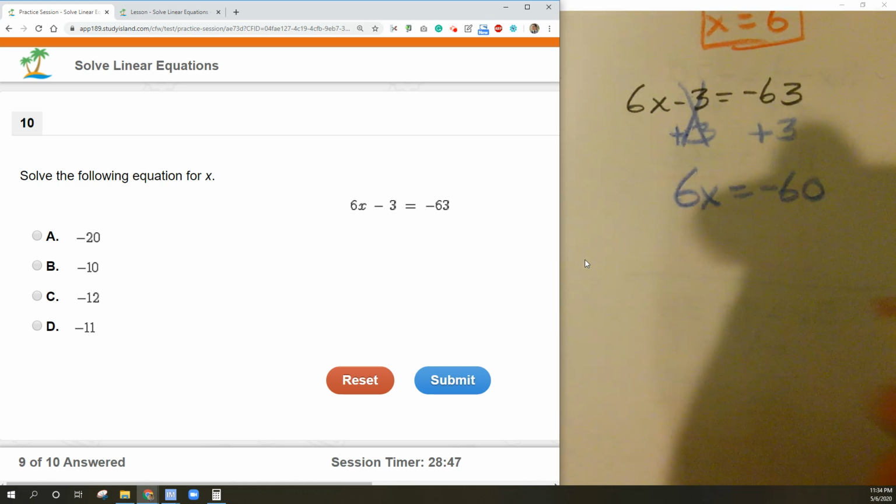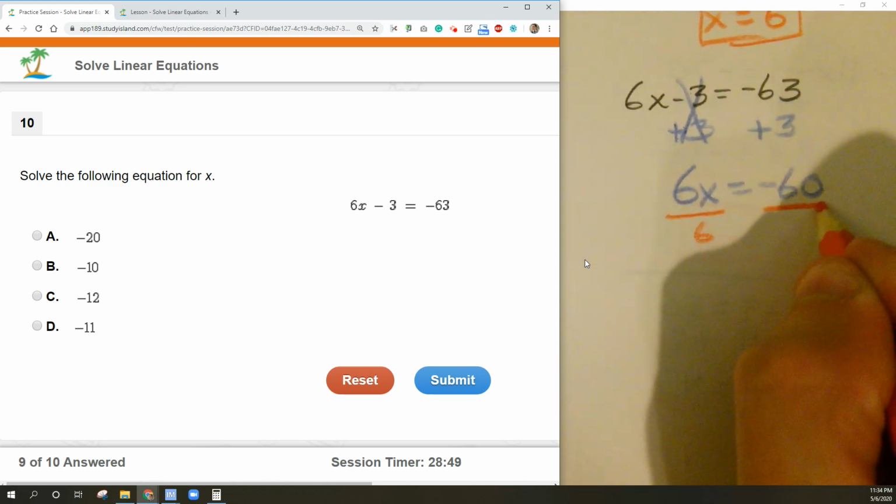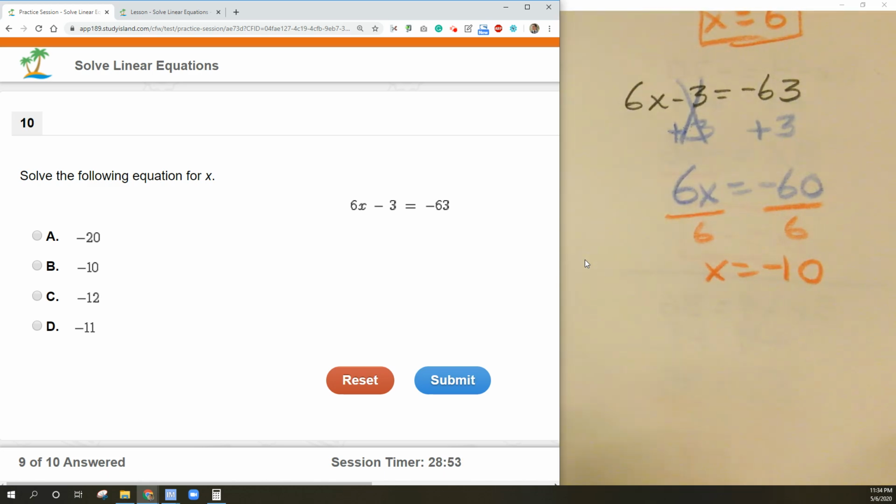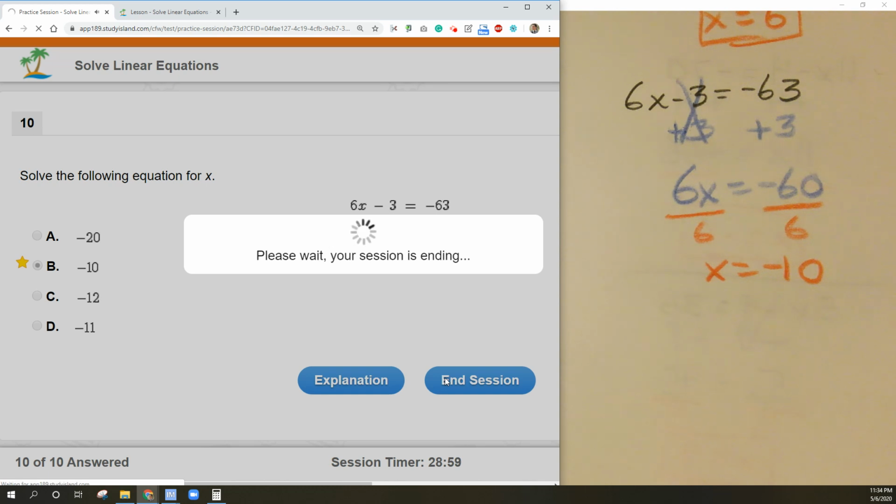Divide both sides by 6. And I get x equals negative 10. And there we go. That's it.